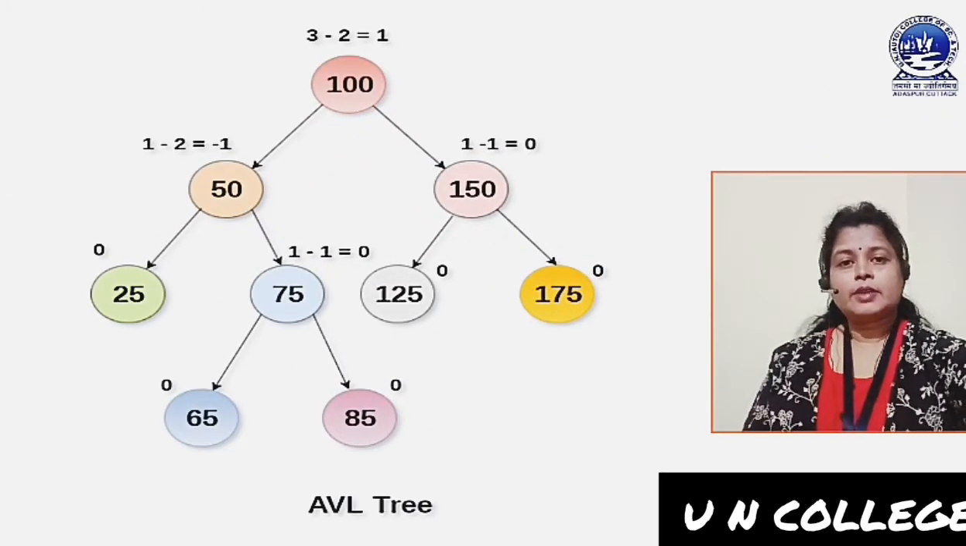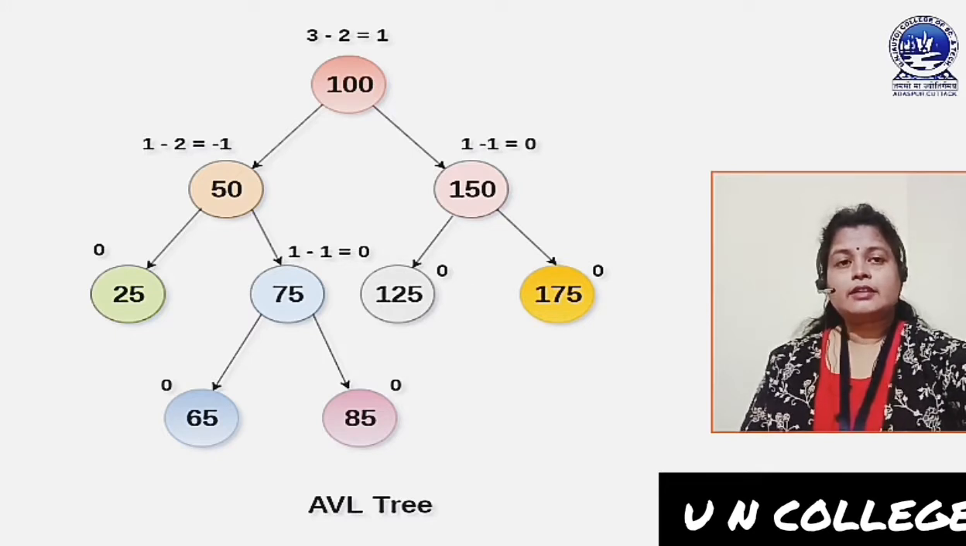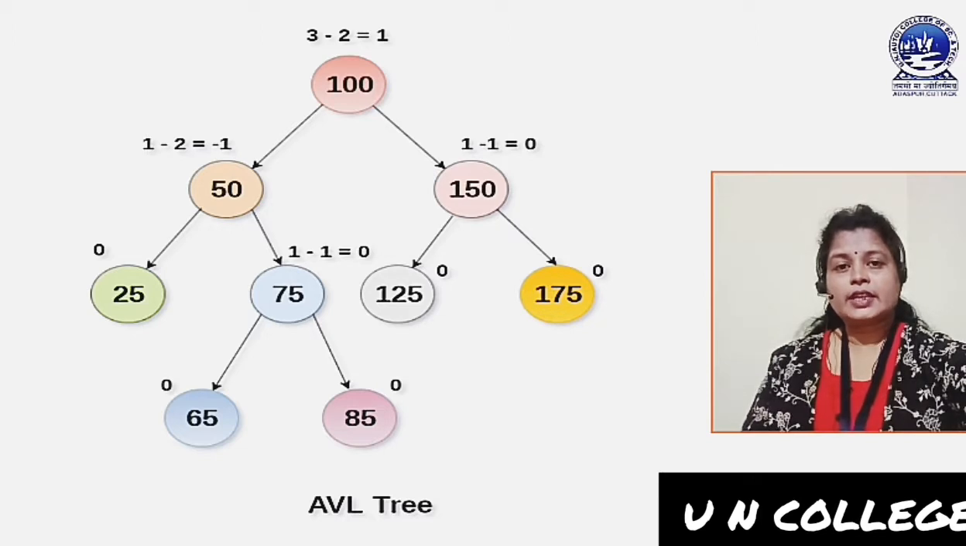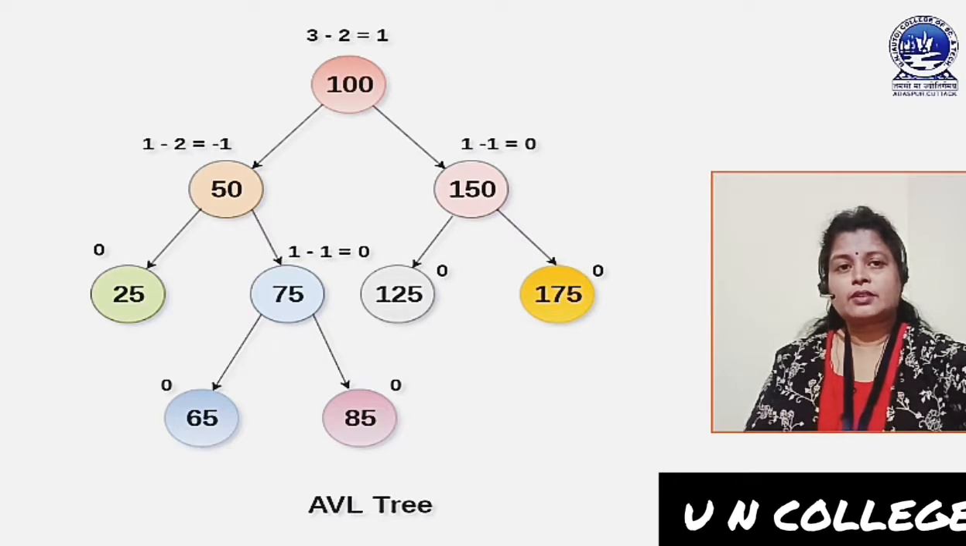Now here I have represented one AVL tree, a balanced tree. 100 is the root, and the balance factor of 100, the root node, is 3 minus 2 is 1. Why? Because the left subtree here has one level more in comparison to the right subtree. Similarly, 50, which is the left node of 100, has the balancing factor 1 minus 2 equal to -1. Why? Because here the right subtree has one level more in comparison to the left subtree of 50.